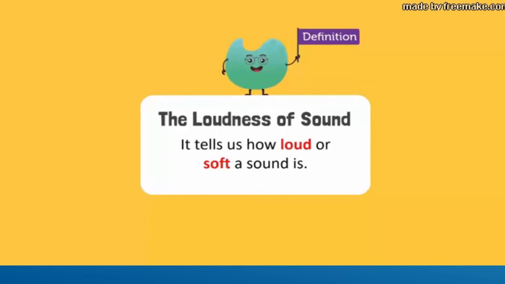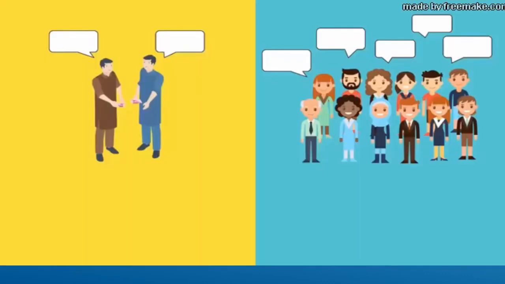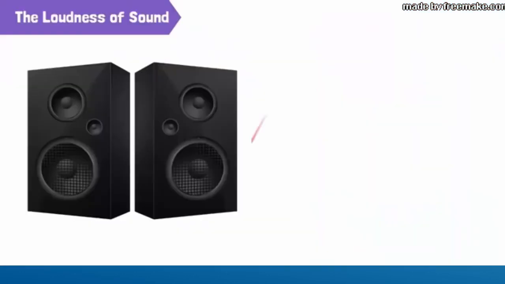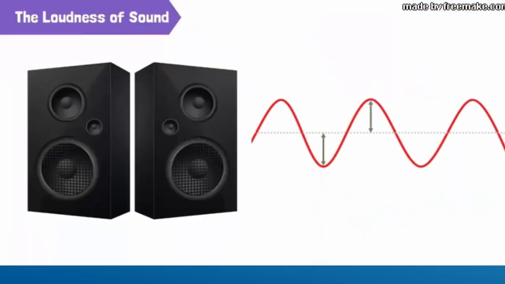Next, let's discuss the loudness of sound. The loudness of sound basically tells us how loud or soft a sound is. When we talk to our friends, our voice is soft, but when we address a public gathering, our voice is loud. The loudness of a sound depends upon the amplitude of the vibrating object. The larger the amplitude, the louder the sound. It is measured in decibels.